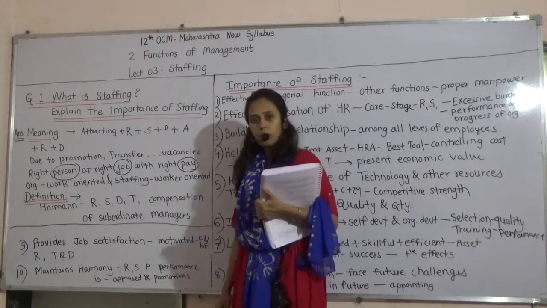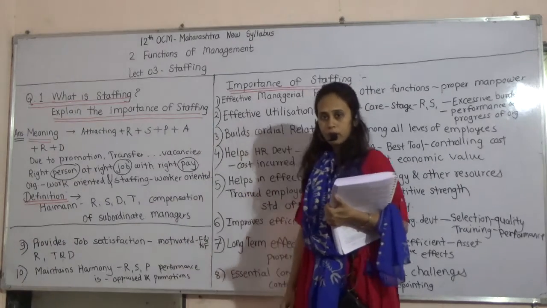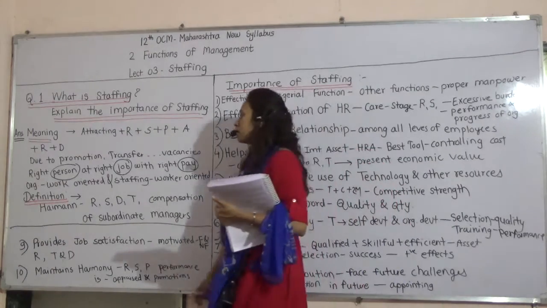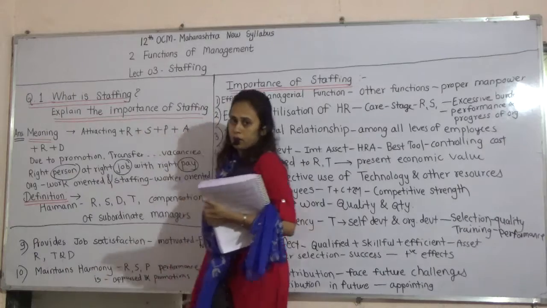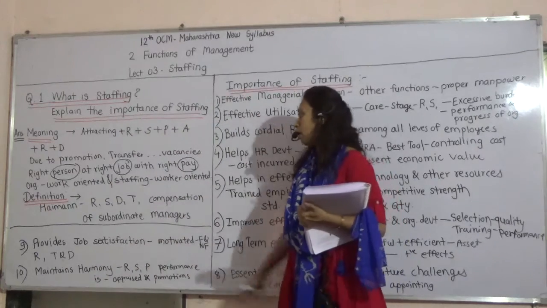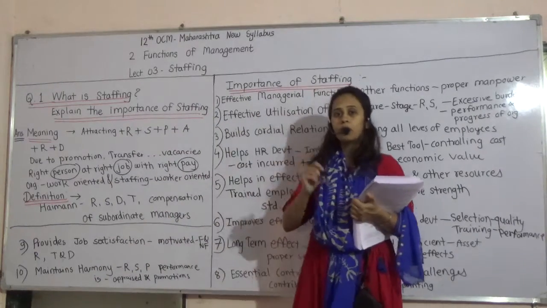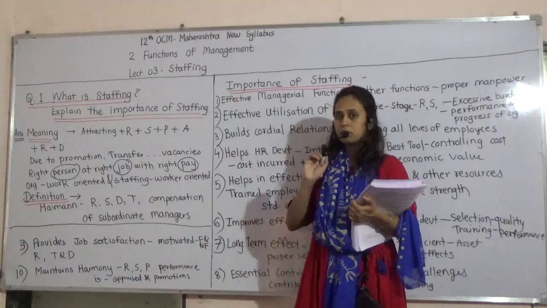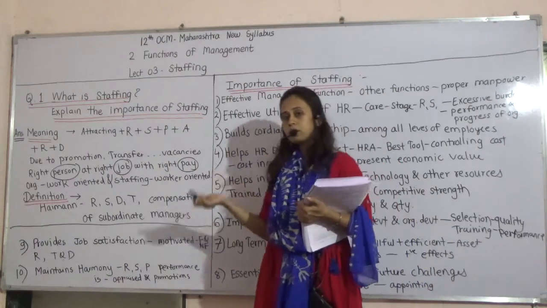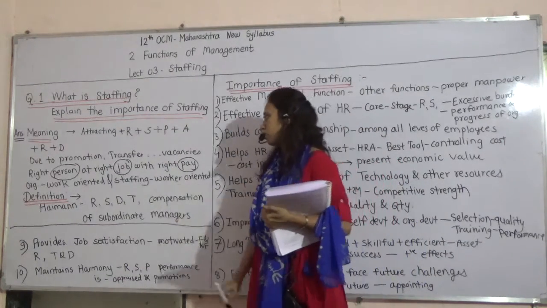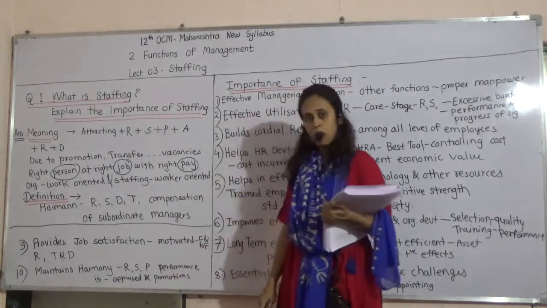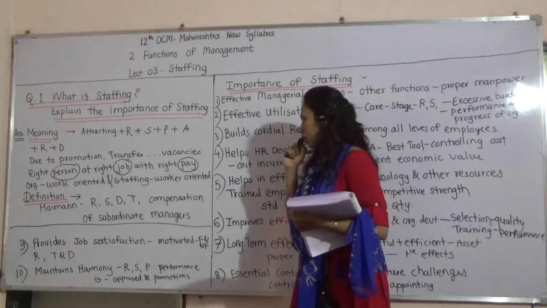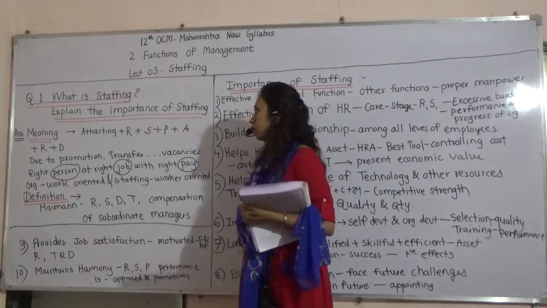Now we have seen the organizing function. In organizing we have seen that it is more work oriented, and staffing is worker oriented. See the difference. Work is different, worker is different. Worker means employee oriented. So it is more related to human beings. Again I will explain everything.